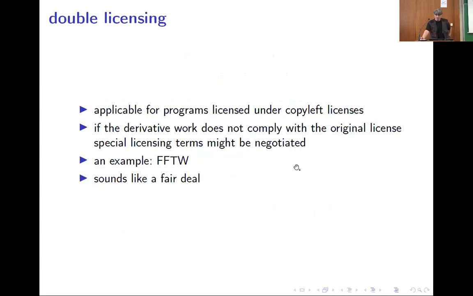Okay, another phenomenon is double licensing, which is applicable for programs licensed under copyleft licenses. If the derivative work does not comply with the original license, special licensing terms might be negotiated, which means there's an example, the Fastest Fourier Transform in the West. And that sounds like a fair deal. We provide you with free software, and if you want to close it in your application, then different conditions apply.